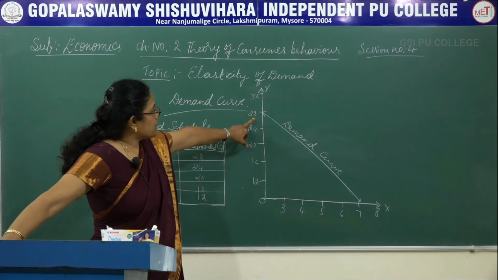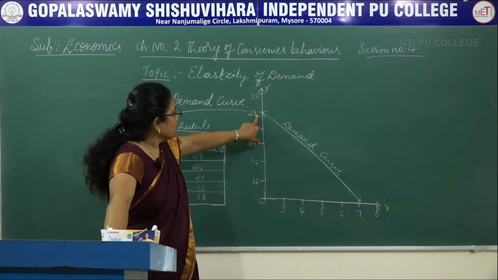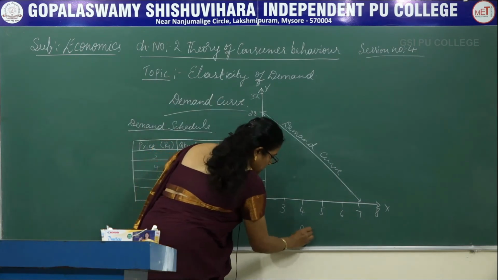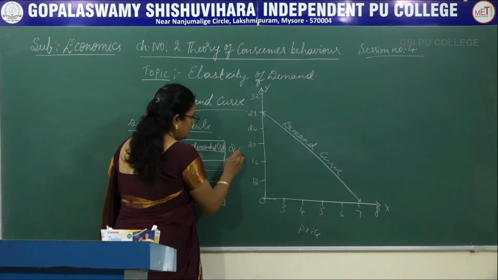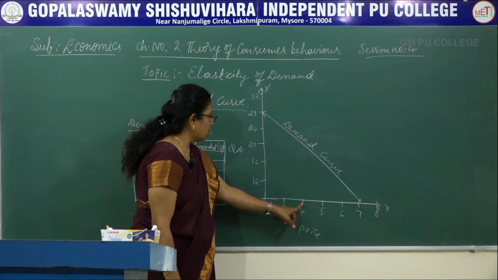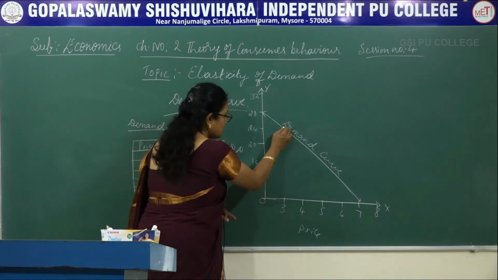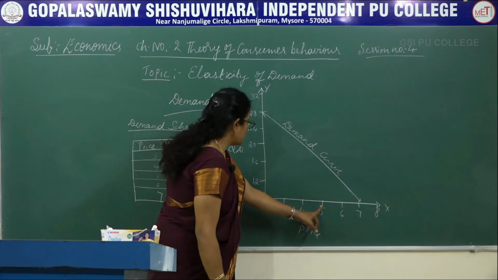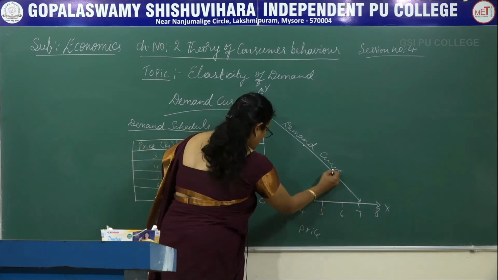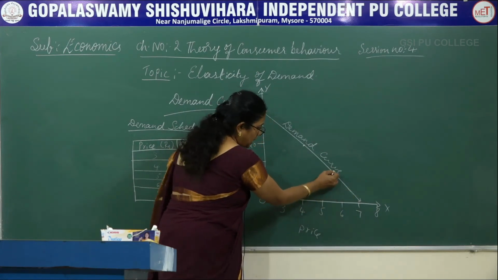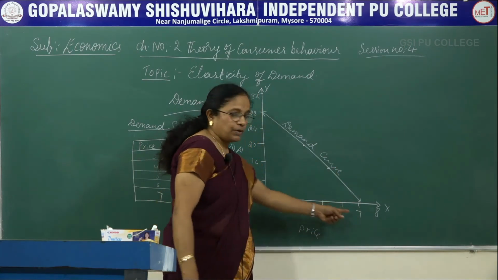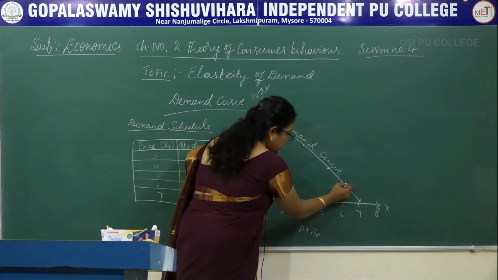So, this is expressed in the form of a curve. The price of the product is rupees 3 and quantity demanded is 28. When the price of the product is 4, quantity demanded is 24, and when the price of the product is 5, quantity demanded is 20. When the price of the product is 6, quantity demanded is 16, and when the price of the product is 7 rupees per kilo, then the quantity demanded is 12.